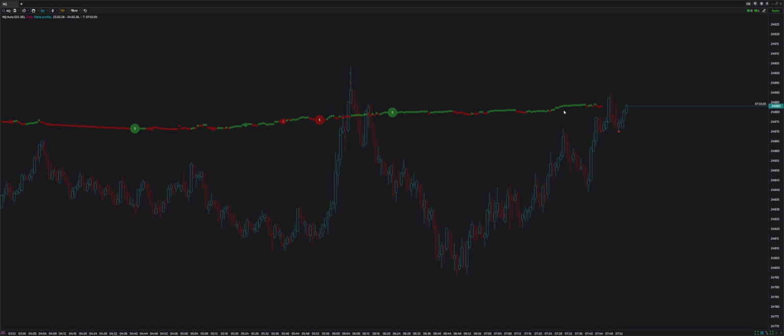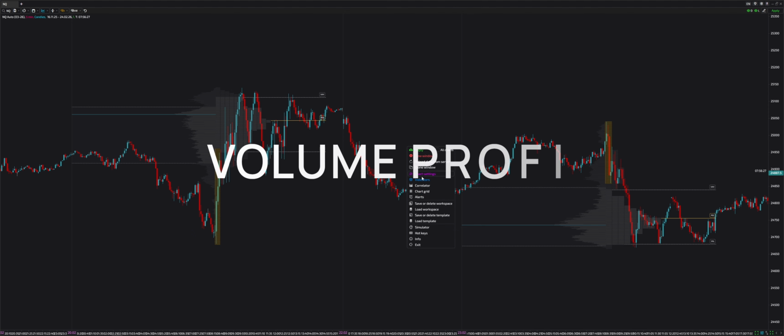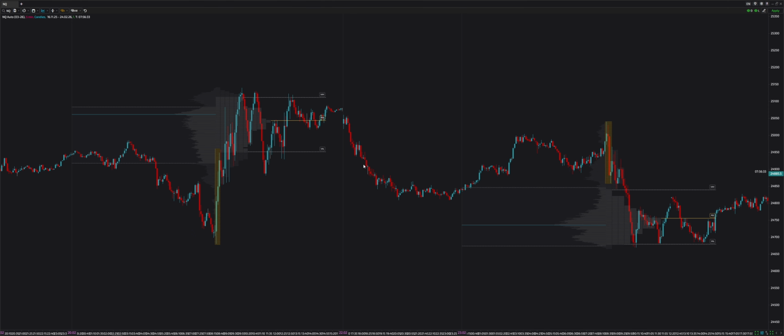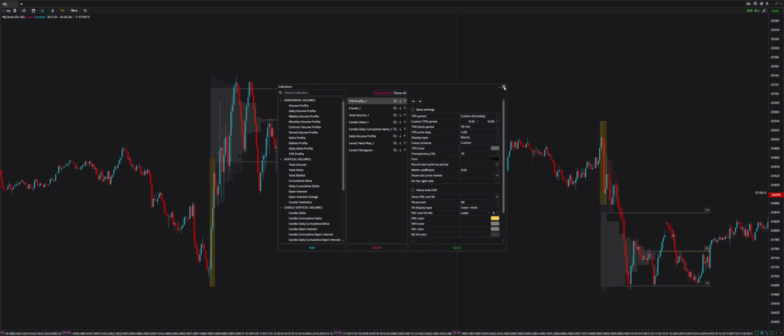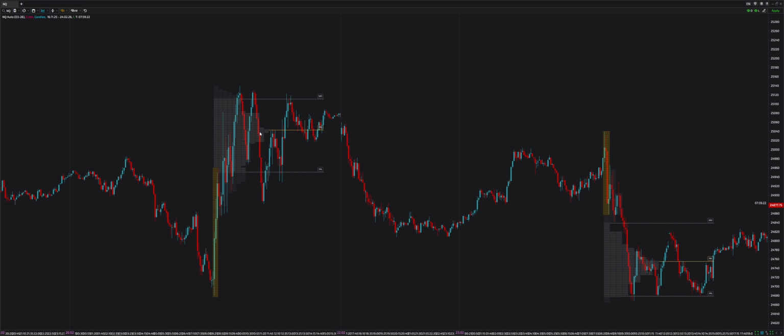Next, we move on to the volume profile and TPO market profile indicators. These are very popular market analysis tools. The profile displays a histogram. The larger the histogram bar, the more time, in the case of TPO, or volume, in the case of volume profile, the price has spent at that level.